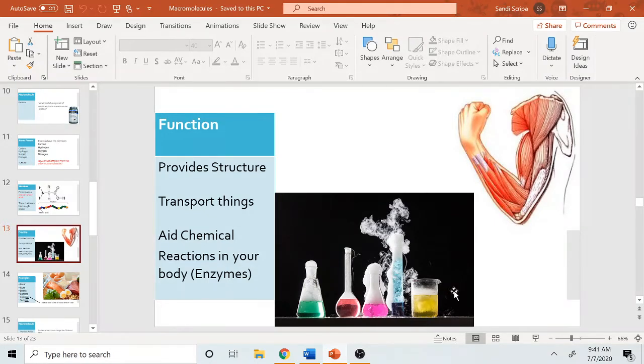One is they provide structure, like in your skin and in your muscles. That's why if you're like my brother and you're trying to get super jacked, you're going to want to eat a lot of protein. It gives you that structure in your muscles. But it also helps you do all of the chemical reactions in your body. Chemical reactions happening in your brain or in your digestive system are all done by proteins. We're going to talk more about those next week.